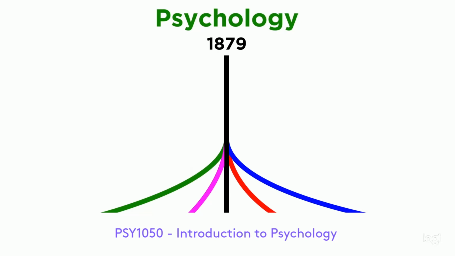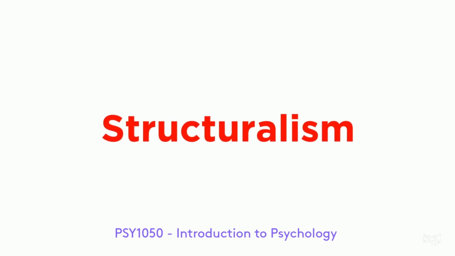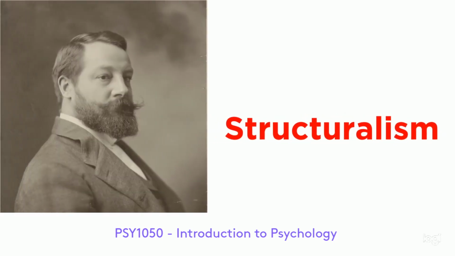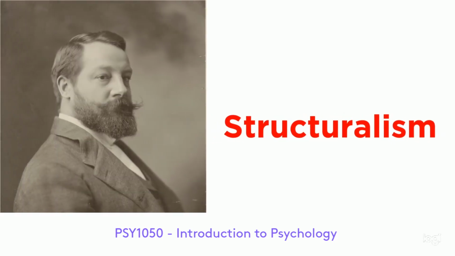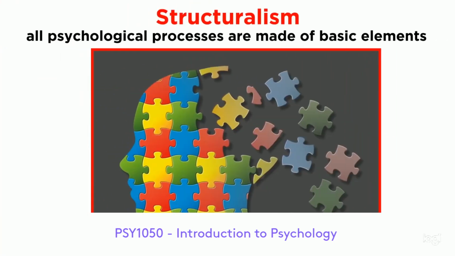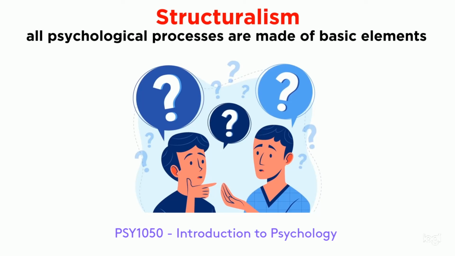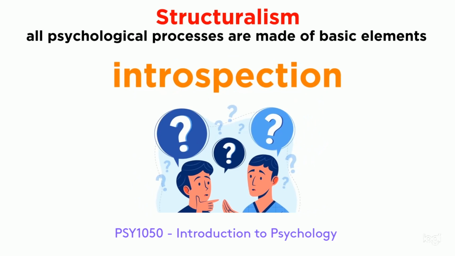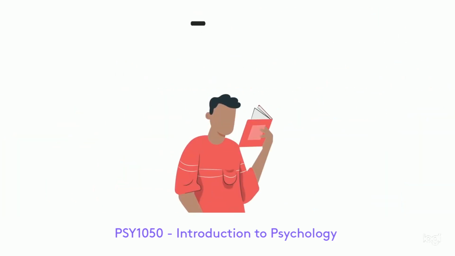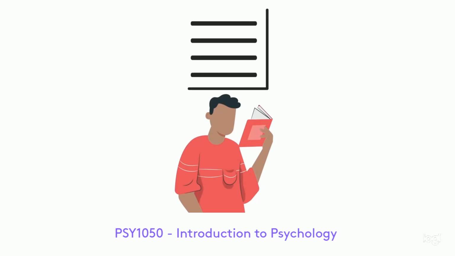The earliest school of thought is known as structuralism, which was founded by Edward Titchener, a student of Wundt. Structuralists believed that all psychological processes were made of basic elements, or structures. They discovered these elements by asking research participants to describe their exact experiences as they work on mental tasks, a process known as introspection. A person reading a book, for example, might say that they are seeing some black lines on white paper.